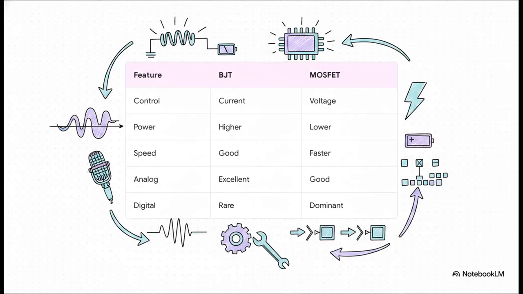Before we wrap up, here's your ultimate cheat sheet, the final tally. Remember, the BJT is current-controlled and draws higher input power, making it a beast for analog but pretty rare in modern digital systems. The MOSFET is voltage-controlled, uses lower input power, and switches incredibly fast, making it the dominant force in digital electronics. Understanding these distinct strengths and weaknesses is exactly what allows engineers to design vastly better, more reliable systems.